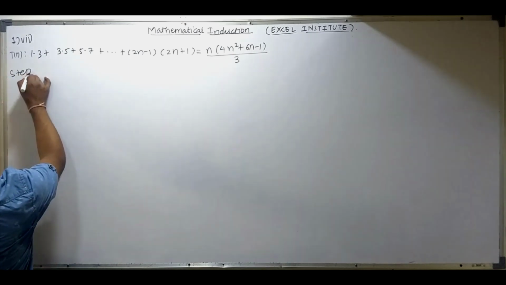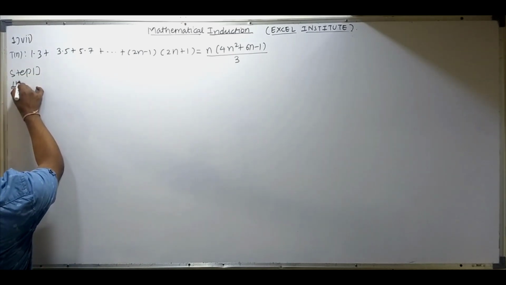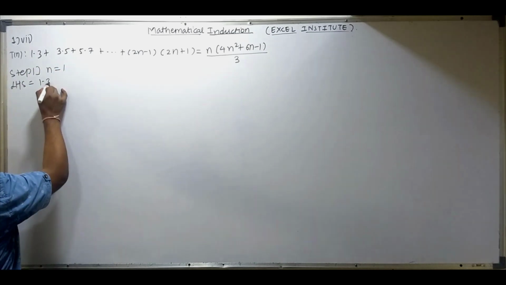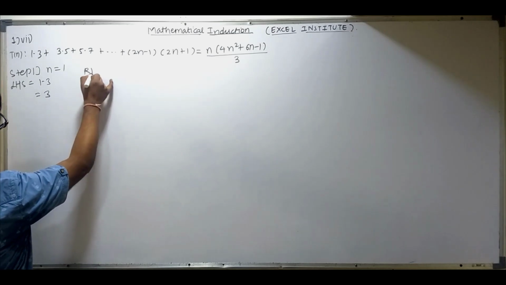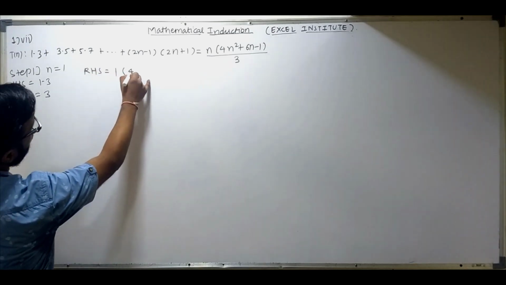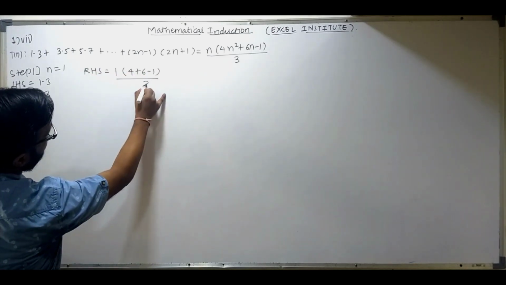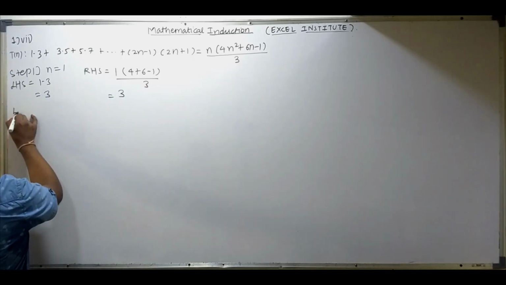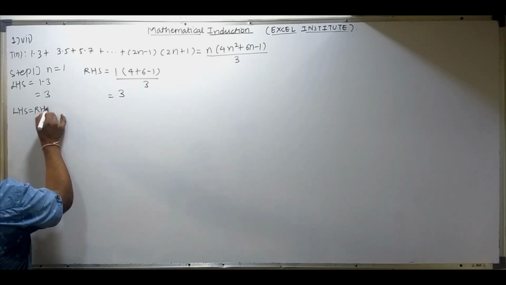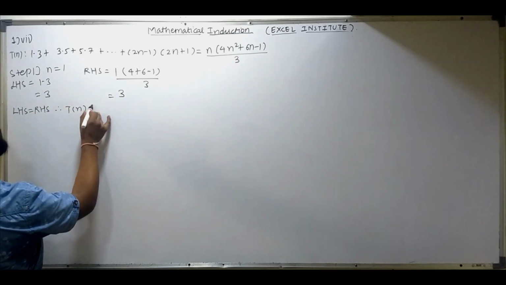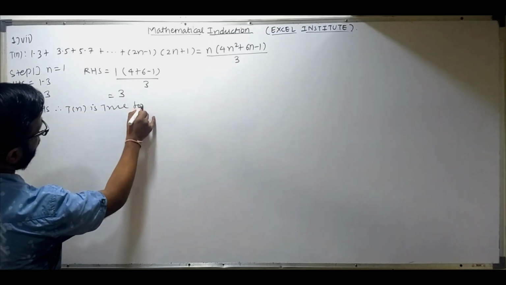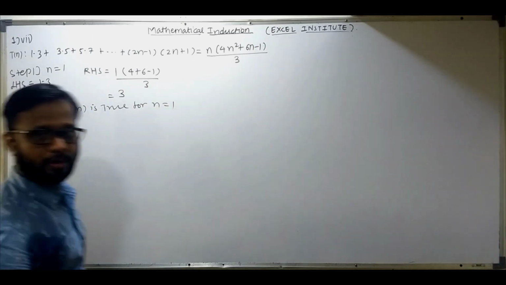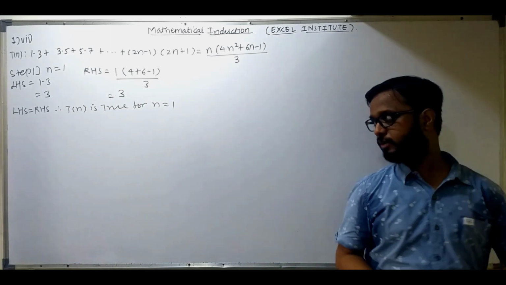Step 1: for LHS, n equal to 1 we will take. So 1 into 3, that is 3. RHS will be 1 times 4 plus 6 minus 1 by 3. So 10 minus 1, 9 by 3, that is 3. So LHS equal to RHS. Therefore, T of n is true for n equal to 1.